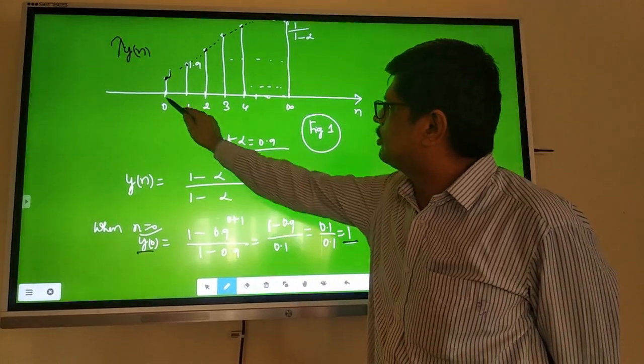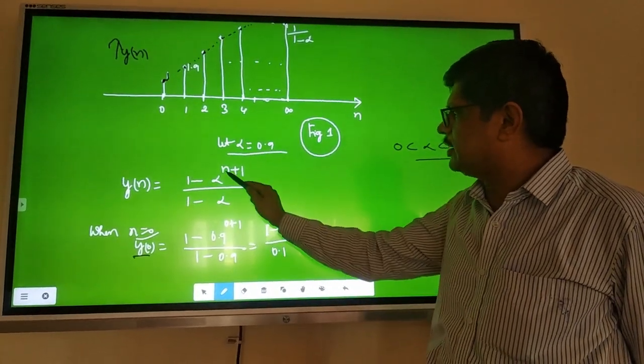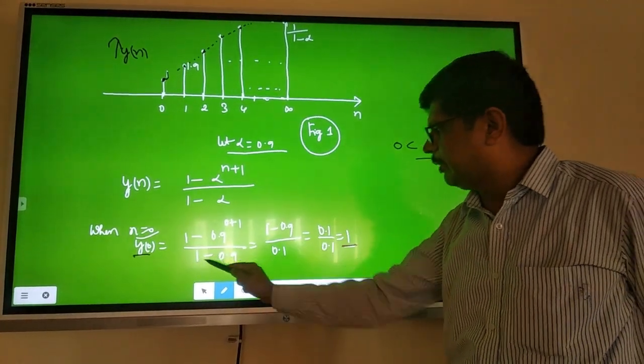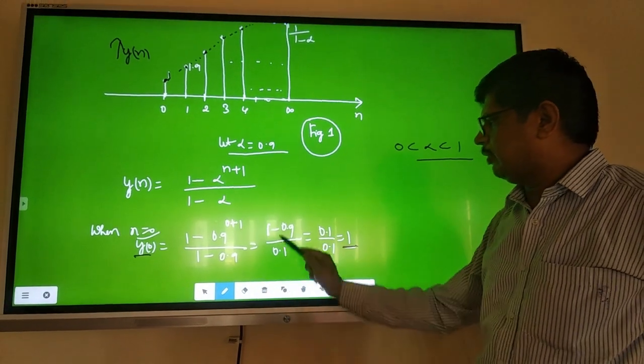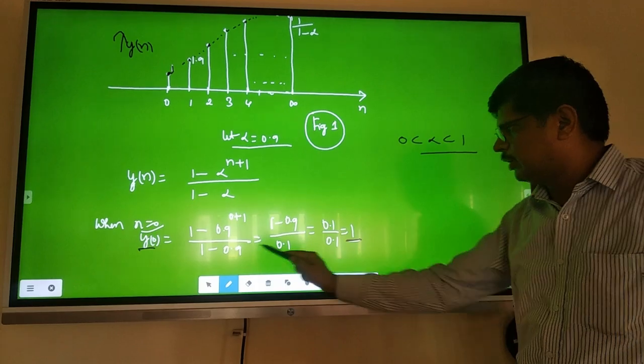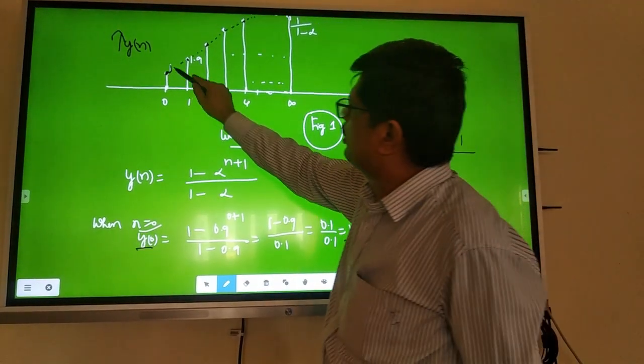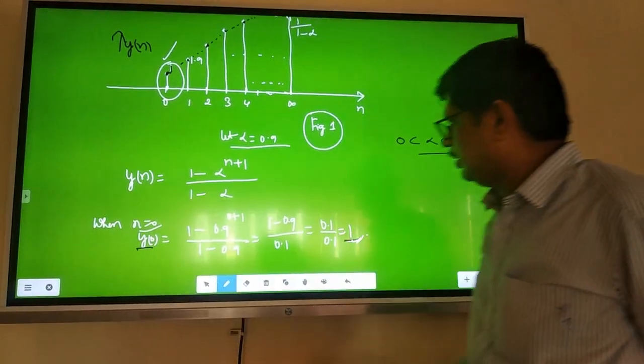Now, when n is 0, y of 0 is equal to 1 minus 0.9 to the power 0 plus 1, by 1 minus 0.9. Alpha is 0.9, and 0.9 to the power 1 is 0.9. 1 minus 0.9 is 0.1, so 0.1 by 0.1 is 1. Therefore, at 0, you will get 1.